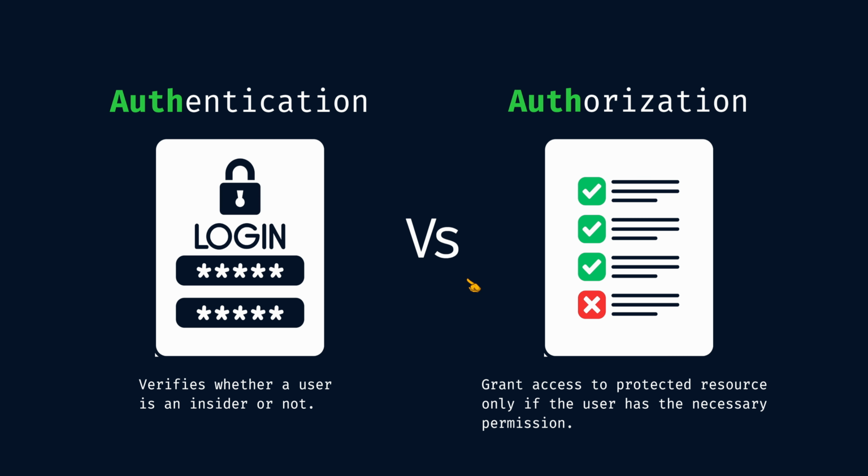Now let's start with comparing the process of authentication and authorization. Authentication verifies whether a user is an insider or not. Now, the process of authorization grants access to a protected resource only if the user has the necessary permission. We have already discussed authentication in great depth and implemented the same in the second last video. Now, this video is dedicated to authorization.